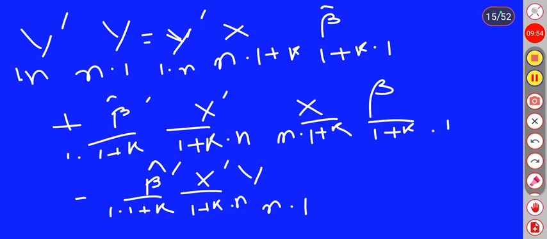Beta has 1 plus k number of rows and only one column. Similarly, beta hat prime has only one row and 1 plus k columns, x prime has 1 plus k rows and only n number of columns, and y has n number of rows and only one column.